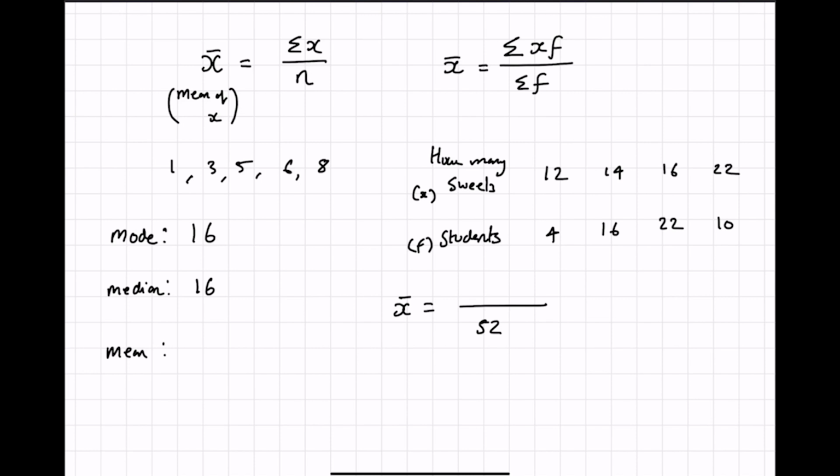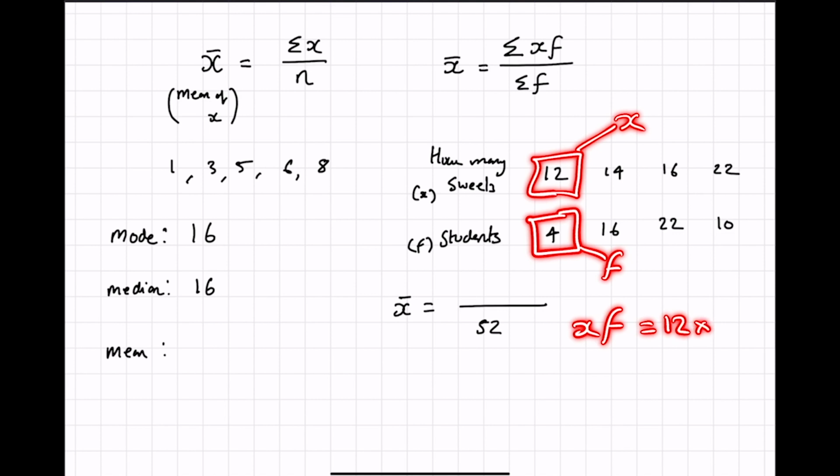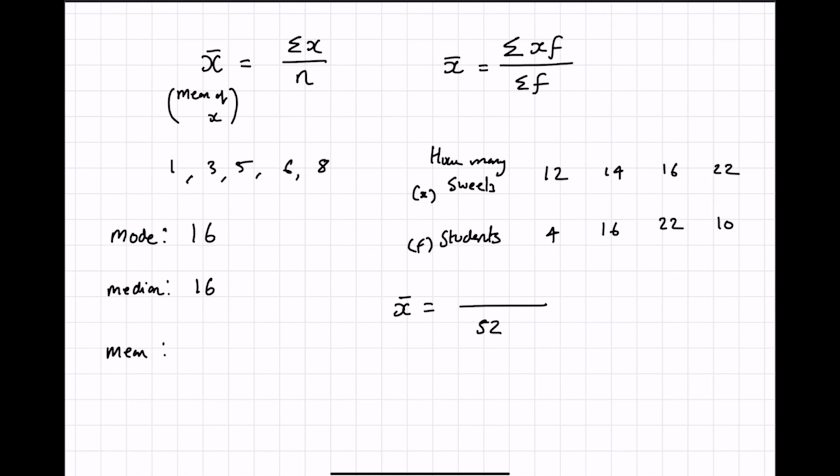Well, a nice way to figure out xf is that x is this value here, and f is this value here. So xf is simply 12 times 4. Then I do the same thing for these two: 14 times 16. So at the top, what I'd write is 12 times 4, and since it's the sum of all of it, you remember that sum sign there, then I do plus 14 times 16 plus 16 times 22 plus 22 times 10. All of that together will add up to a number. So let's actually figure out what that is.